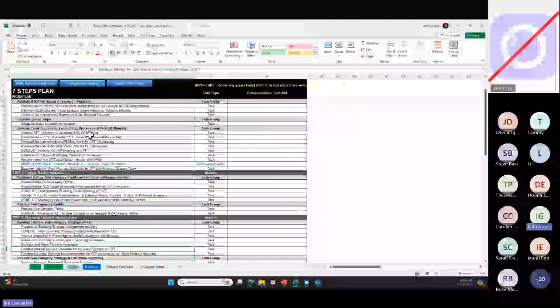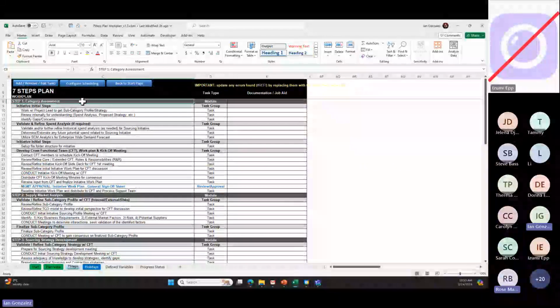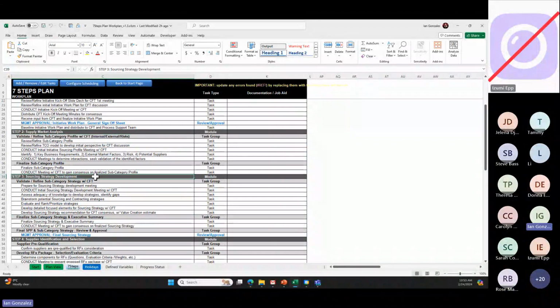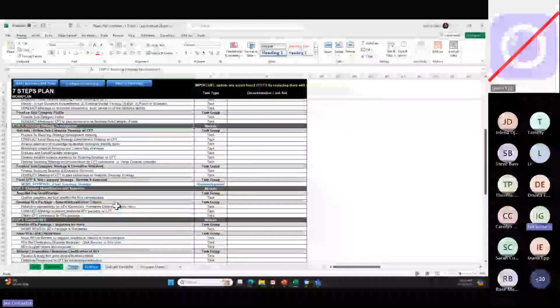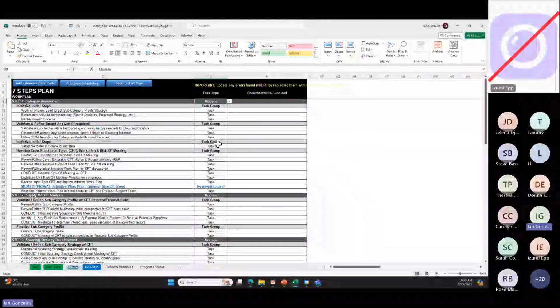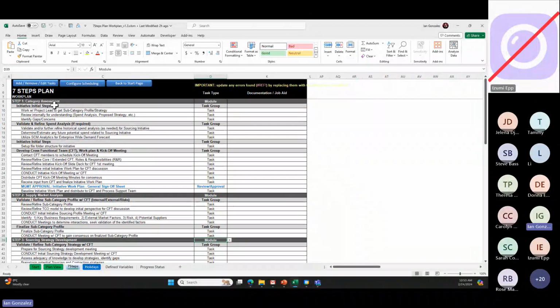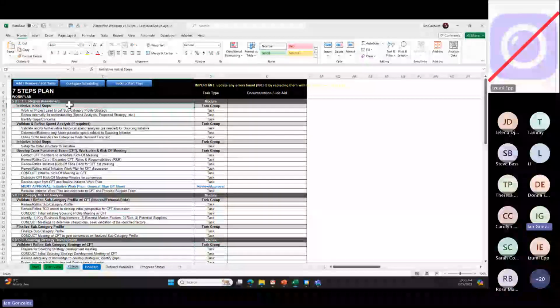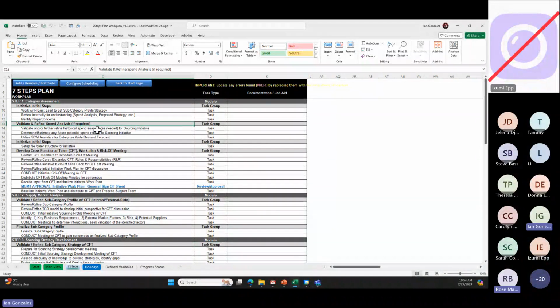You'll see the steps in dark over here. Step 1, category assessment. Step 2, supply market analysis, sourcing strategy development. See the 7 steps. And in this tool, they're called modules. Module 1, Module 2, Module 3. And every module has task groups, like the initial steps, validate your spend analysis. And with every task group, there are tasks. So there are 3 levels to this.